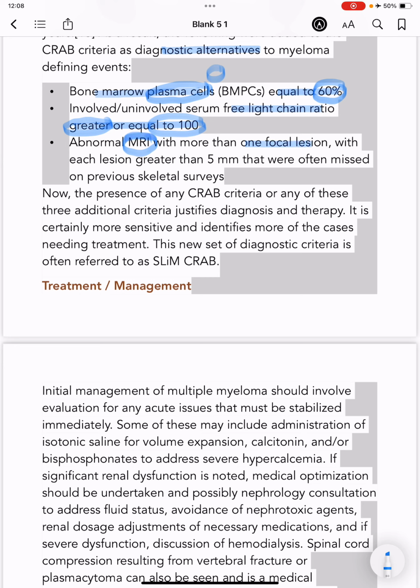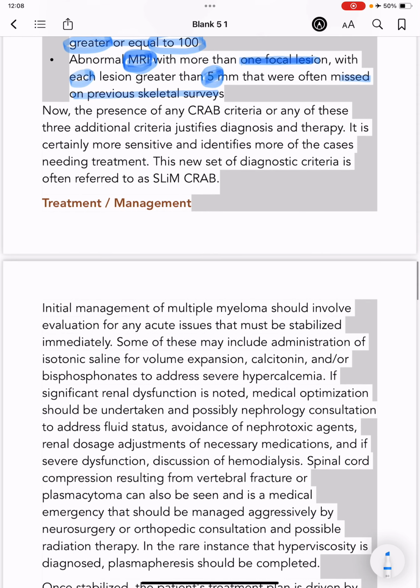MRI showing more than one focal lesion, each lesion greater than 5 mm, that were often missed on previous skeletal surveys. Now the presence of any CRAB criteria or any of these three additional criteria justifies the diagnosis and therapy.